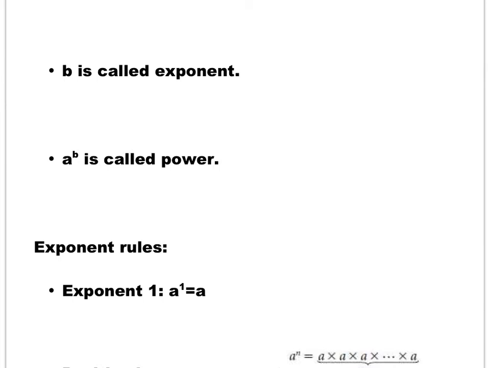Now we start with the first exponent rule. Exponent 1. This means that any number exponent 1 is the same number. For instance, 4 exponent 1 is 4. Negative 8 exponent 1 is negative 8, and so forth. That's rule number 1.